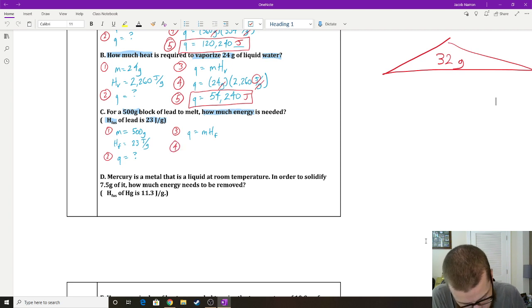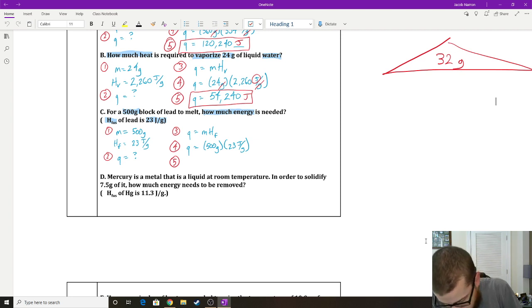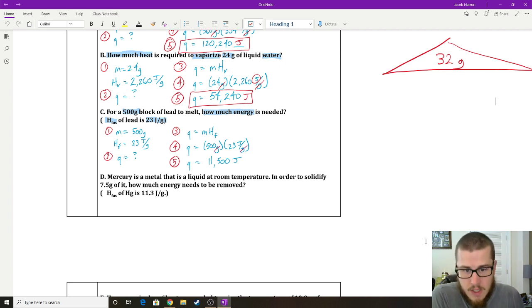Step number 4, plug everything in. Q is what I'm looking for. Okay. M is going to be 500 grams, and HF is 23 joules per gram. Step number 5, I'm going to plug and chug and find out what my answer is. It's going to be 500 times 23, and I get 11,500. Q equals 11,500. 500 what? Watermelons? Probably not. It's going to be joules. Okay, and I know that because I can see my grams and my grams cancel. And then I'm going to box it. Take it home with you because restaurants aren't open right now anyway.